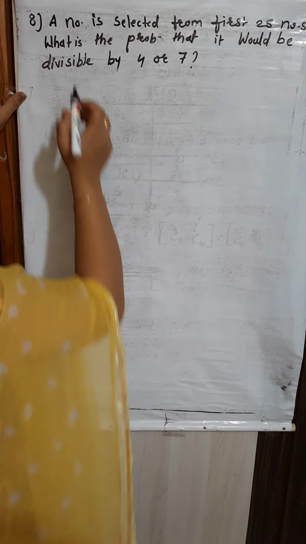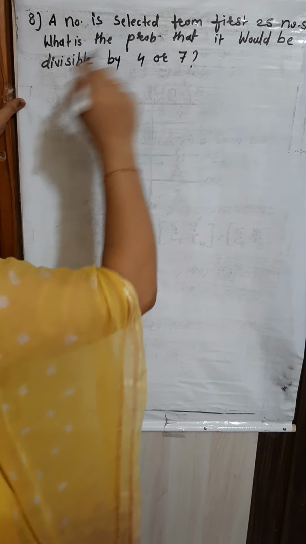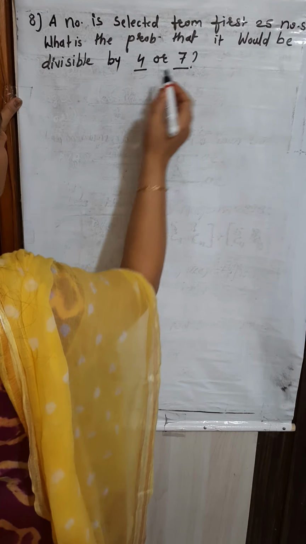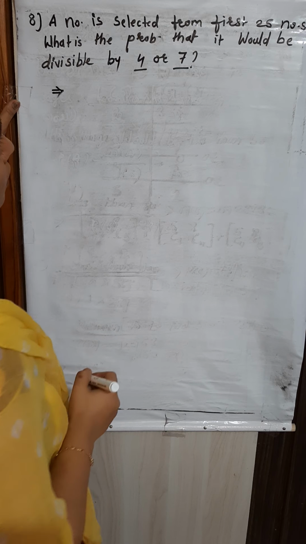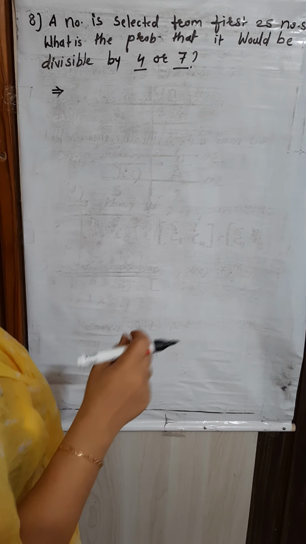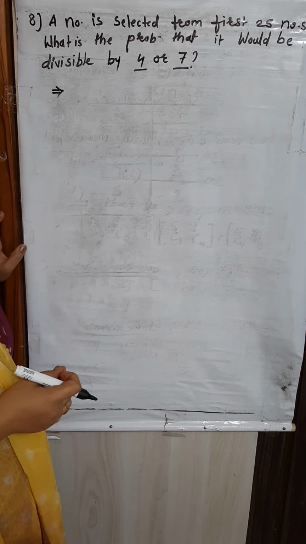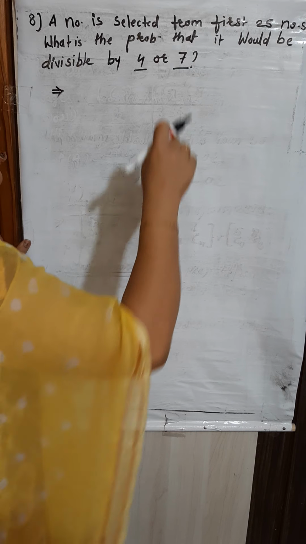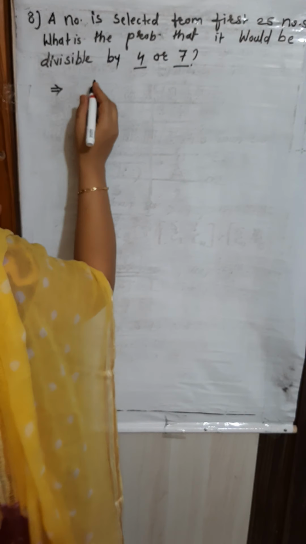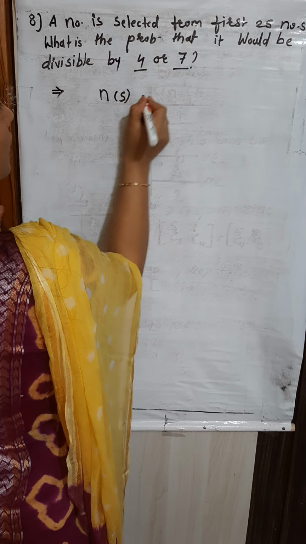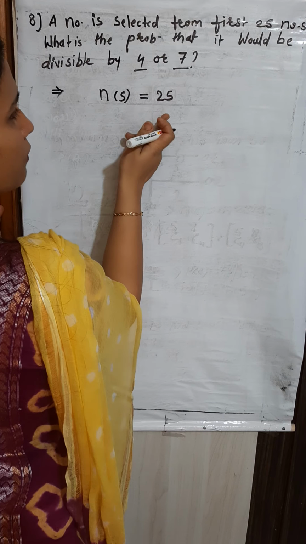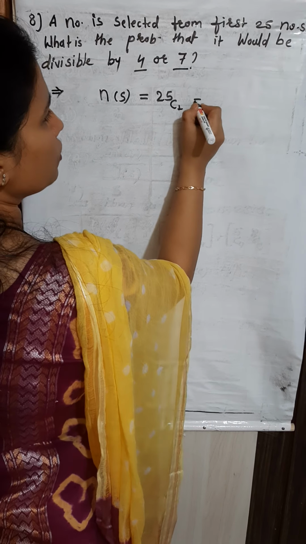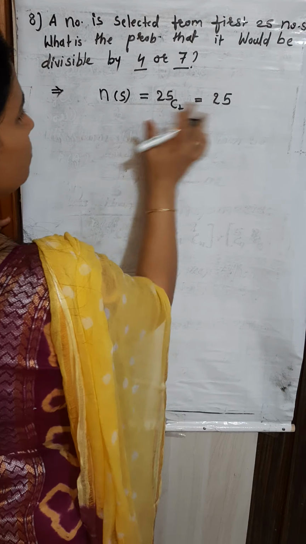Question number 8 is what? A number is selected from the first 25 numbers. What is the probability that it would be divisible by 4 or 7? So there are 25 numbers, and when we select a number from 25 numbers, we need to find the probability that the number is divisible by 4 or 7. So what is the sample space here? There are 25 numbers, and when we select one from it, because of 25 C 1, we get 25 choices. So n of S is 25.